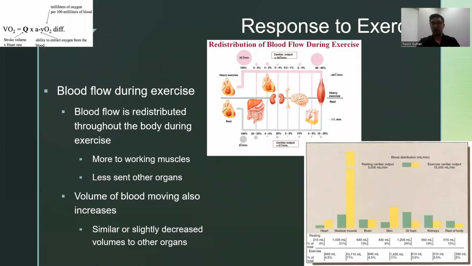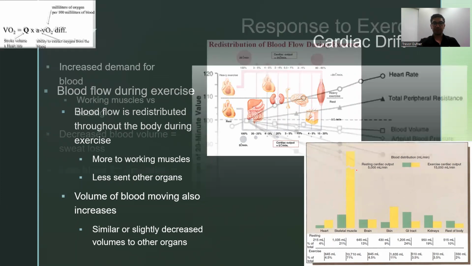We look down this chart here, we see skeletal muscle at rest, and compared to it at exercise, we see a massive increase in the blood flow to the muscles. And that's because the muscles are the metabolic tissue that most require that oxygen supply at that time. The volume of blood moving also increases. The rate at which you're pumping it through is also increasing, and if you are more aerobically fit, you are going to have higher blood volumes in general.